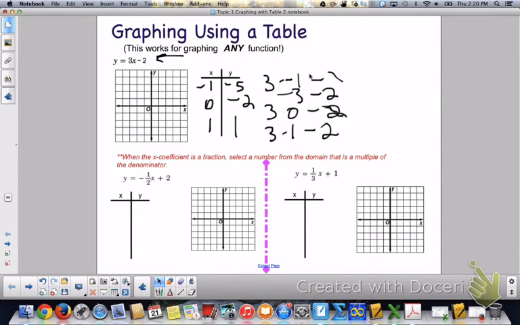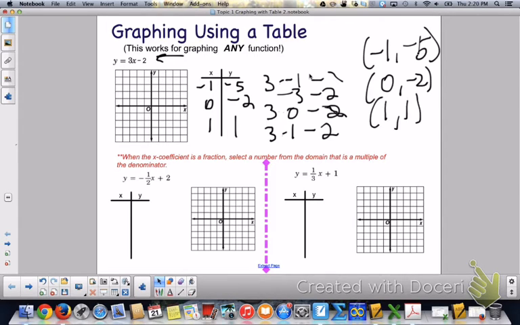So now we have 3 ordered pairs. We're going to graph -1, -5, 0, -2, and 1, 1. So on your graph, -1, -5, 0, -2, and 1, 1. You connect your points and put arrows on both ends.